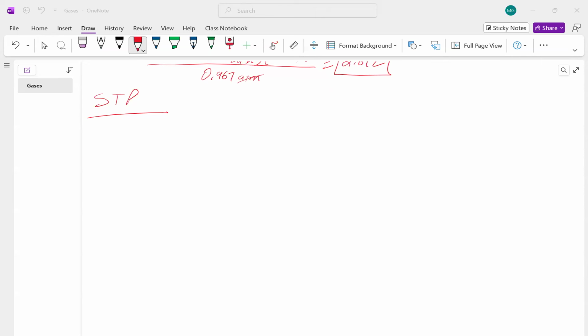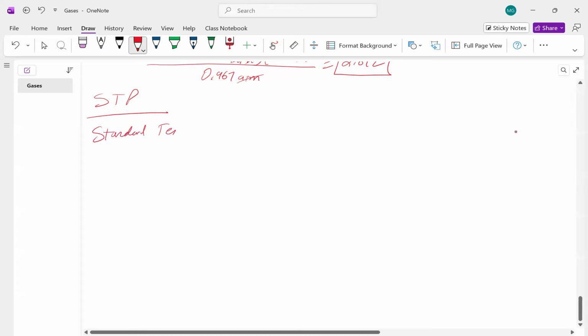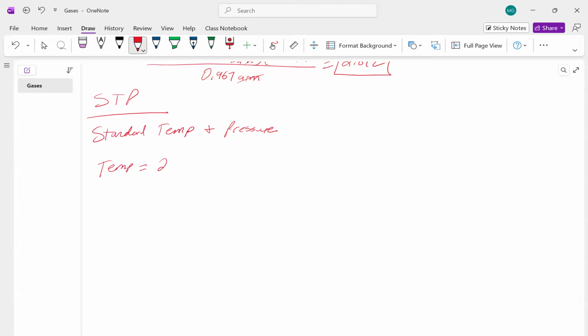And so chemists came up with a standard temperature and pressure, or what we refer to as STP, where we report the properties of a gas at a particular temperature and pressure. So standard temperature is 273.15 Kelvin. That's 0 degrees Celsius. But as I said, with gases, we don't use Celsius because we want an accurate measure of thermal energy. And standard pressure is 1 atmosphere.